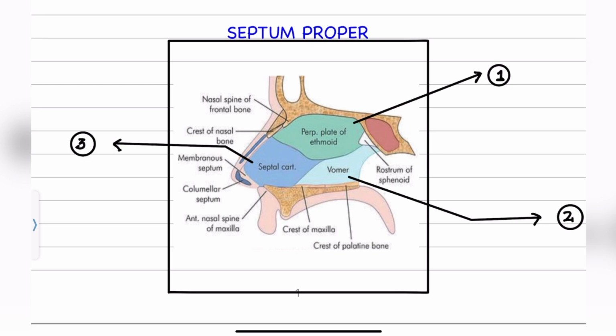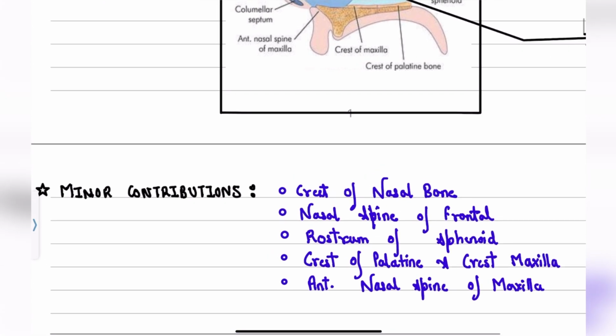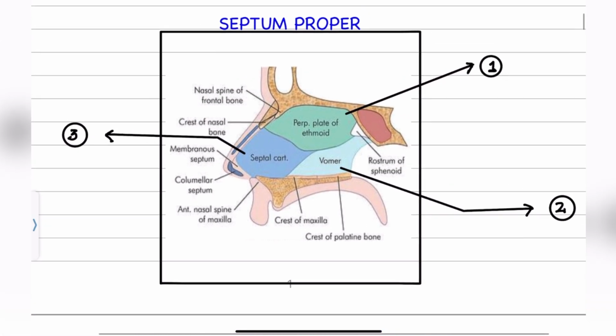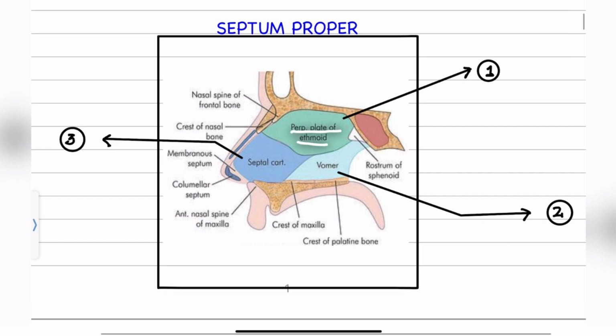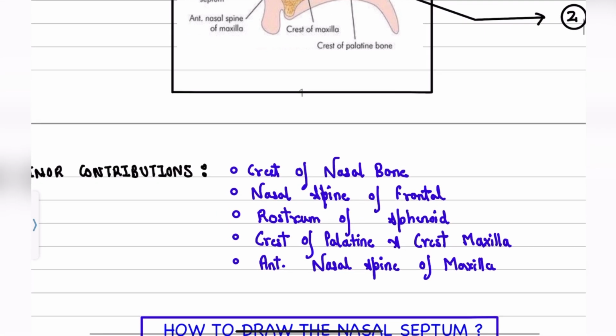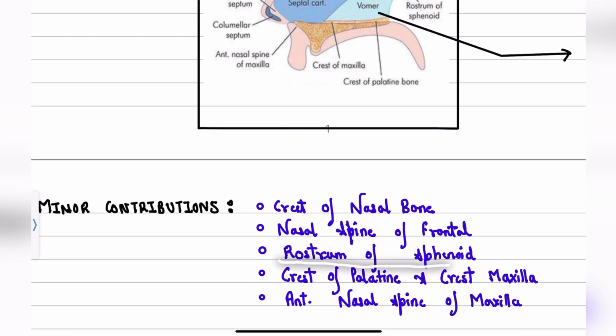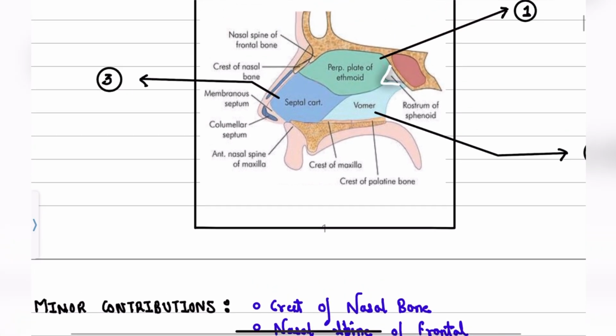So, there are a few other bones or minor contributions which contribute to the formation of the septum proper, although they are not very important. The three important ones are the perpendicular plate of ethmoid, vomer and the quadrilateral cartilage. These three structures should be on your fingertips. Amongst the minor contributions, the most important and frequently tested one is the rostrum of sphenoid, which is located in this triangular notch right here, most posteriorly.